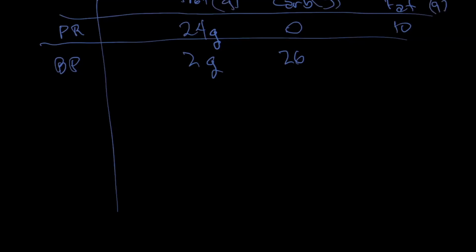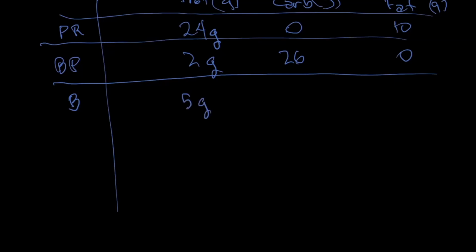Okay. And you've got 0 grams of fat. And then I have my broccoli. And my broccoli has 5 grams of protein and 10 grams of carbs and 5 grams of fat.